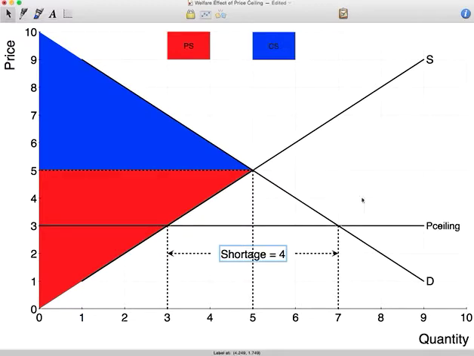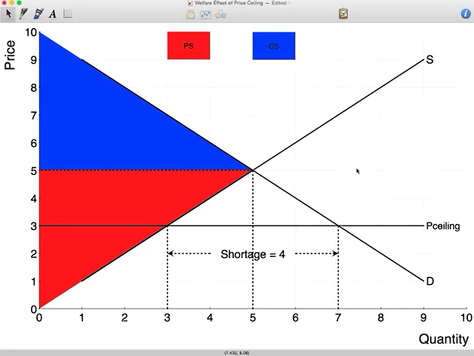Apologies for that. When you move text around in this program, sometimes it tries to coordinate it with other lines and sometimes moves it around when you don't want it to, as you've seen here. So make sure you realize that the shortage is just going to be the difference between the quantity demanded and the quantity supplied. So 7 minus 3 is equal to 4.